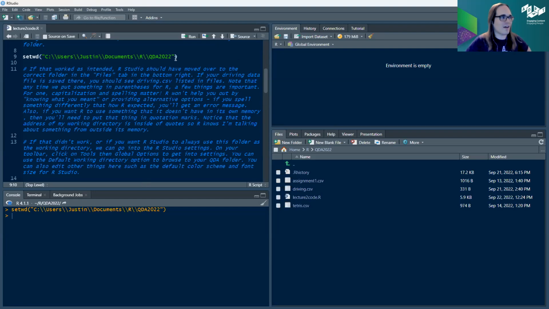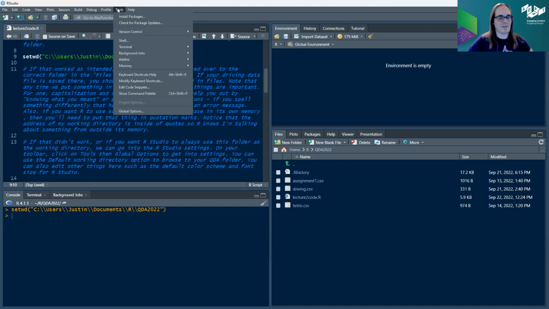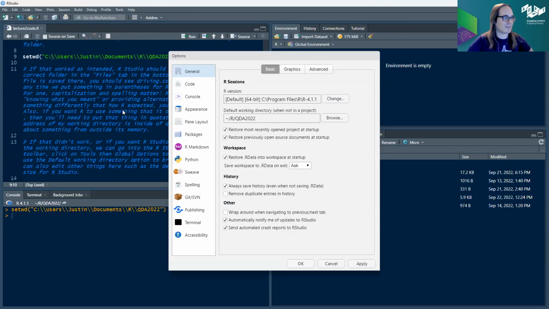If that didn't work, if that line of code couldn't find your working directory, if it said something like the file path can't be found, or if you're lazy and don't want to do this every time, there are global options. You can also tell RStudio exactly where to look for your working directory by going into Tools and then Global Options. You can then tell R to set something as the default working directory all the time.